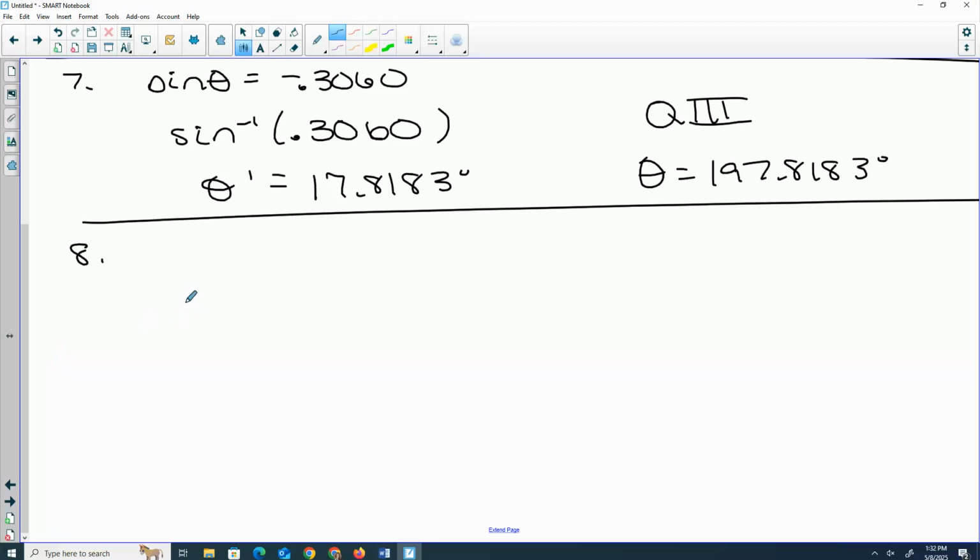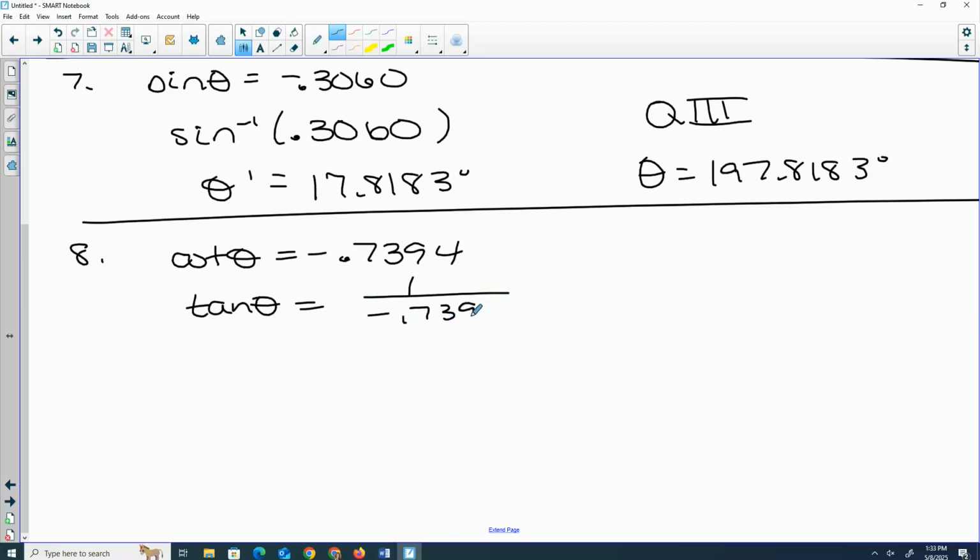So number 8 is similar, except I gave you cotangent, and we don't have a cotangent inverse button. So remember, if we know cotangent, tangent is the reciprocal. So to get your reference angle, you will do tangent inverse, so second tangent, 1 over the positive 0.7394. And that gives us 53.5208.